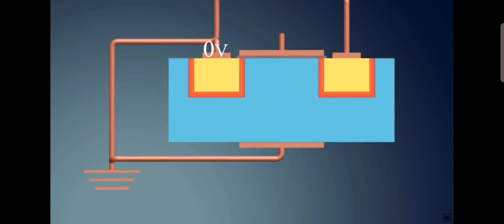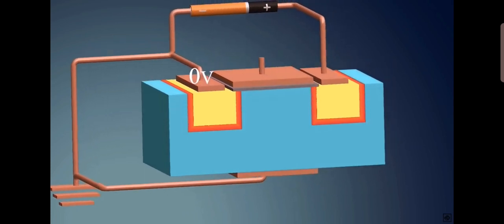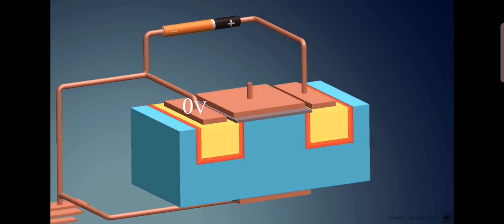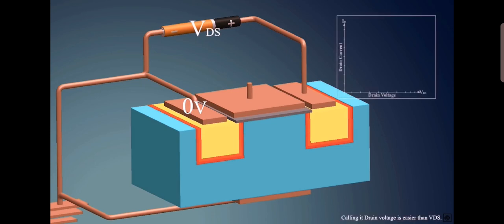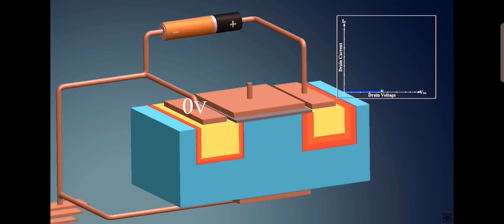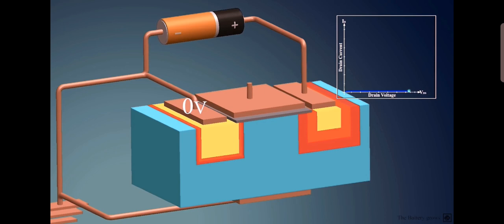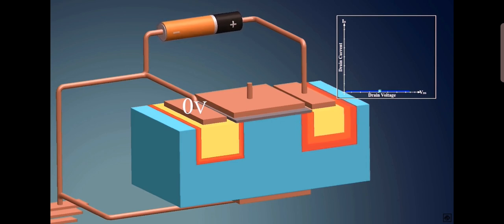Now, in the MOSFET, we want to flow conventional current from drain to source, so let's connect a battery between drain and source. This voltage is called VDS as it's between the drain and the source. Also, we can see the graph of drain current versus VDS. The positive end of the battery increases the potential at the drain terminal, thus increasing the depletion region between the drain and substrate. Due to this, there will be no current flow from the drain to the source and the MOSFET is off. This is also called the cutoff region.